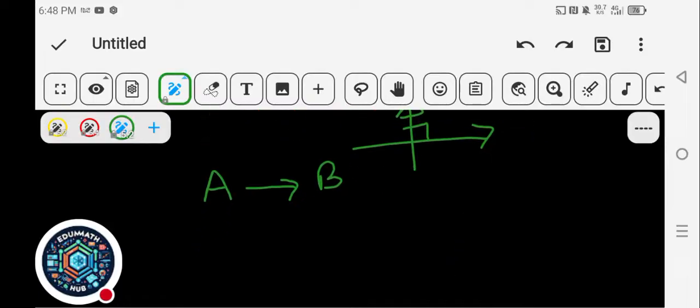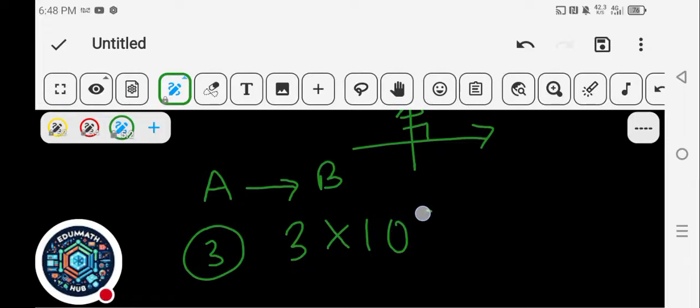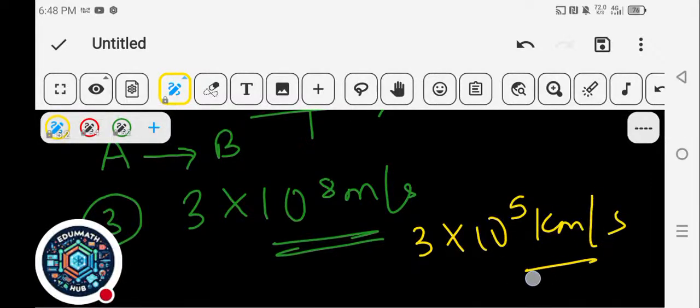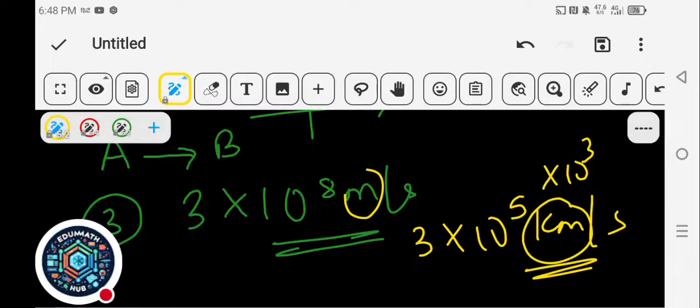Also, the third one: light travels at a constant speed of 3 times 10 to the power 8 meters per second. This is the constant speed of light. At times, you can see it in some textbooks written like 3 times 10 to the power 5 kilometers per second. This is because the kilometer here means 10 to the power 3, so they have expressed the meter as kilometer. Keep that in mind.